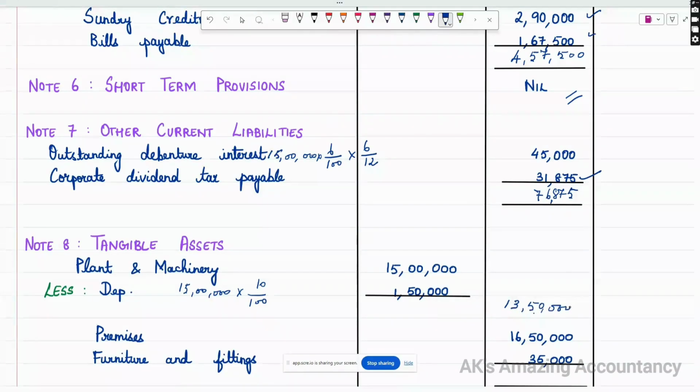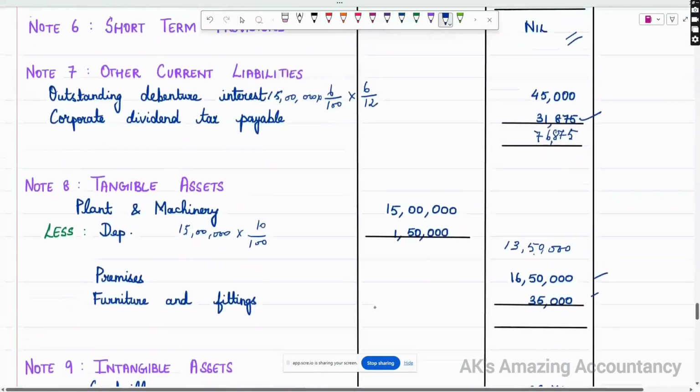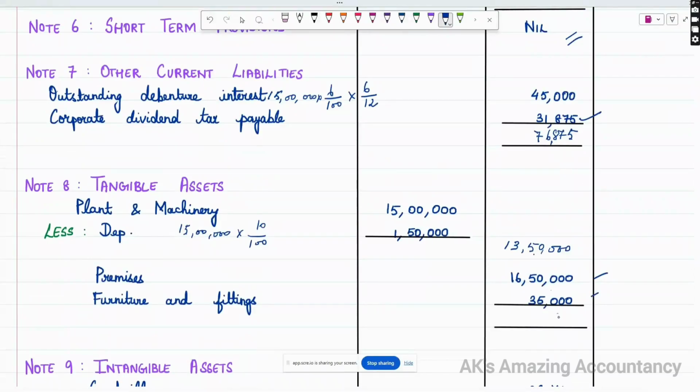Other than that, we have premises and furniture and fittings. You can refer to the problem. Premises 16 lakh 50,000. Furniture and fittings 35,000. Apart from this, we don't have any other tangible asset here. So you add and find out the total. You'll be getting 30 lakh 35,000. That will be the total of tangible assets.